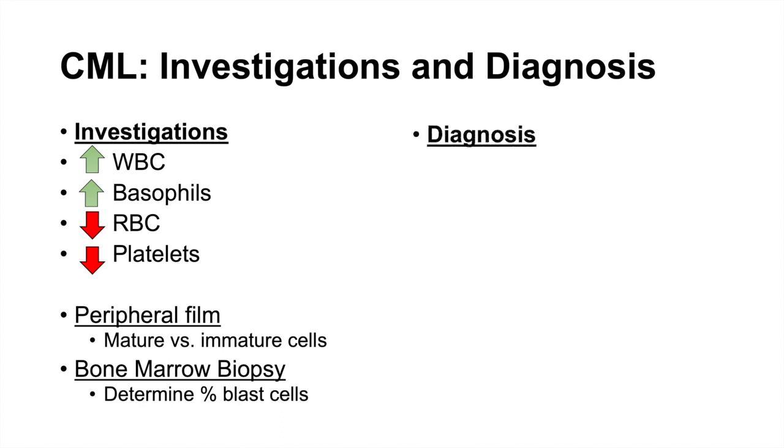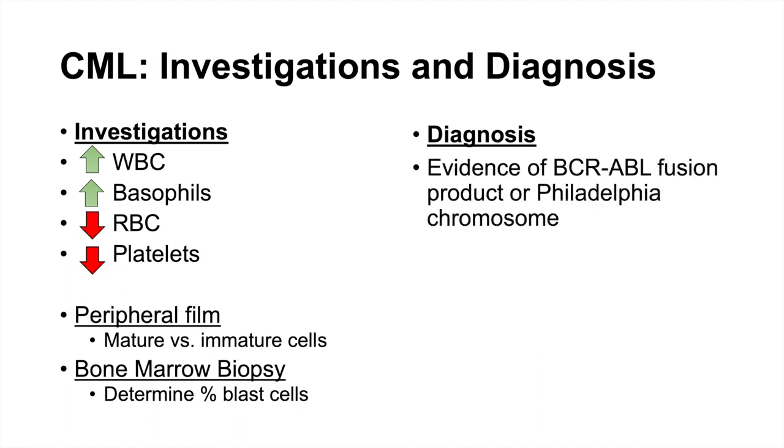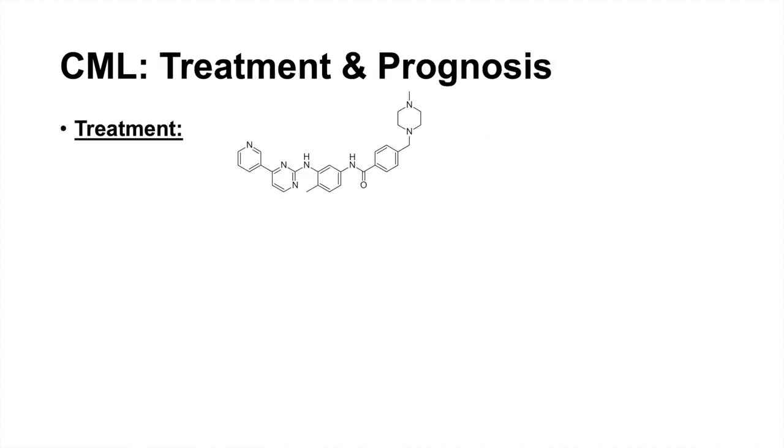And for diagnosis, the diagnosis is quite simple for CML. It's just having evidence of BCR-ABL fusion product or Philadelphia chromosome. They can use immunofluorescence and other tests to determine this if there is a BCR-ABL fusion product. Treatment is with imatinib, and imatinib is targeting that tyrosine kinase. So it's a tyrosine kinase inhibitor, and this is kind of easy for remembering because CML is always imatinib. So we always use imatinib to treat.